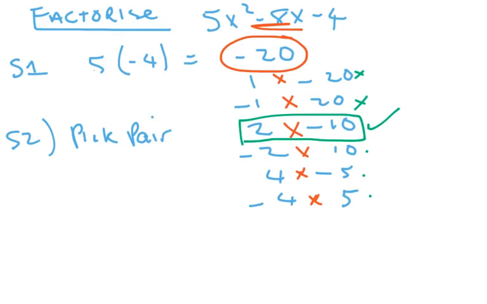So step 2, pick a pair which add up to minus 8. And that's going to give me 2 comma minus 10. I then, step 3, rewrite.